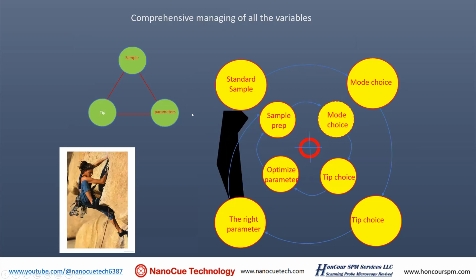In the much larger picture, when you're facing more variables, for example samples, parameters, and tips, which I will cover in future episodes, the approach is to choose a standard sample, then choose the imaging mode, choose the tip, and choose the right parameters, which is the cycle I just showed you, along with sample prep and so on. Through this step-by-step approach, you would reach your best resolution.